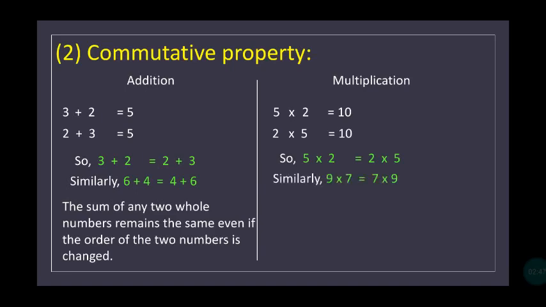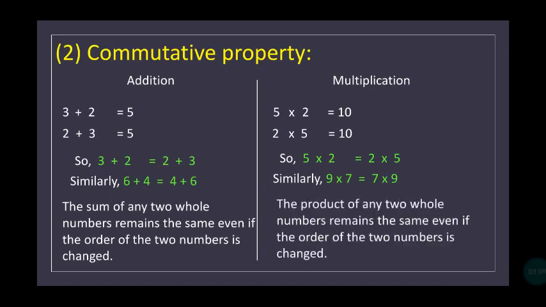Similarly, we can say about 9 and 7. 9 multiplied by 7 is equal to 7 multiplied by 9. Means we can change the order of numbers in multiplication also. For example, we take 10 and 12. So 10 multiplied by 12 is equal to 12 multiplied by 10. So the product means multiplication. The product of any two whole numbers remains the same even if the order of the two numbers is changed.